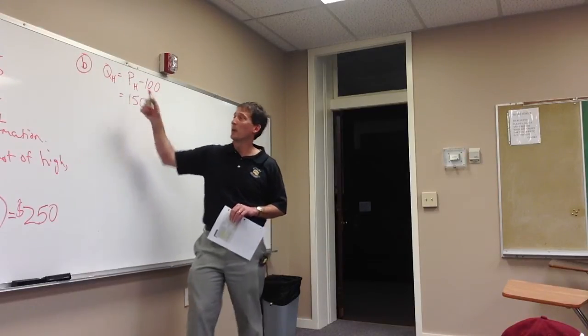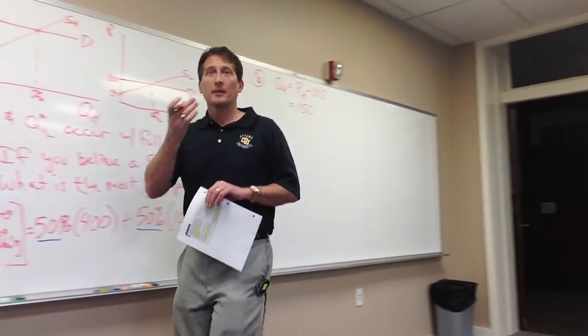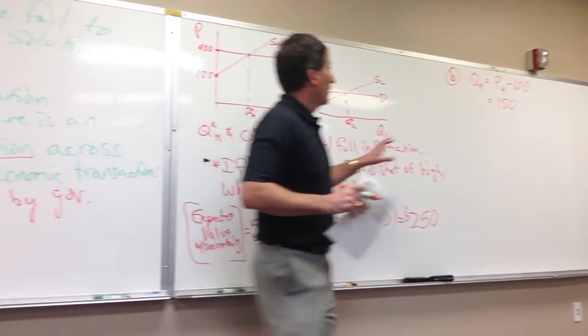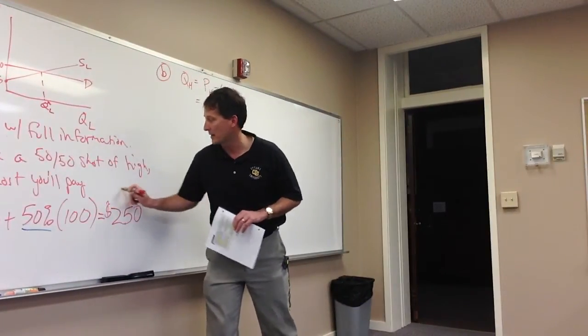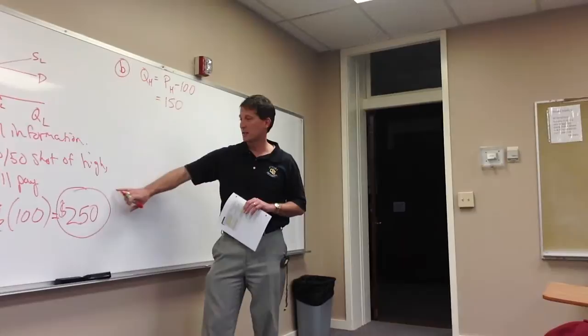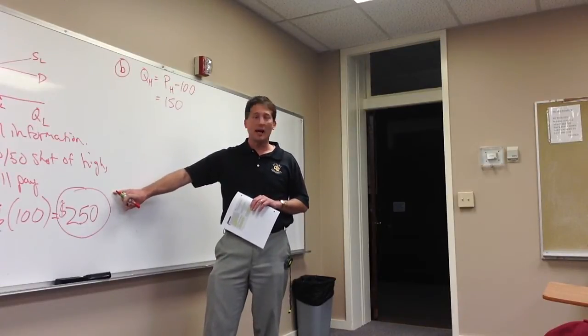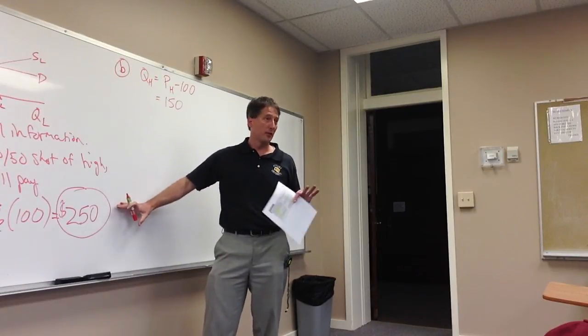Question? I thought you were going to put 150 minus 100%. 150 is because we're plugging in the expected value. So this is the price people are willing to pay, and it's something lower than 400.